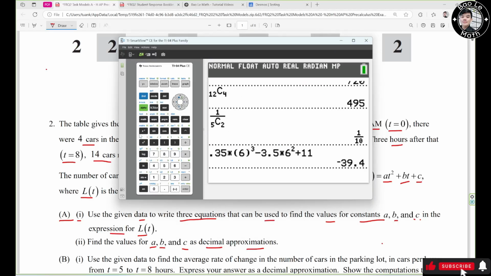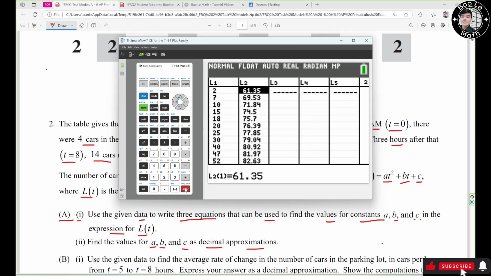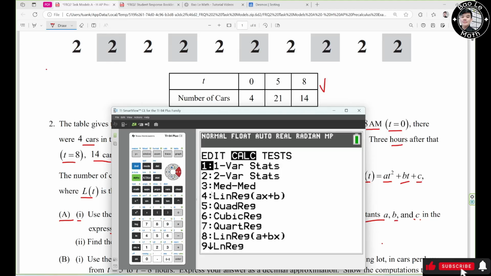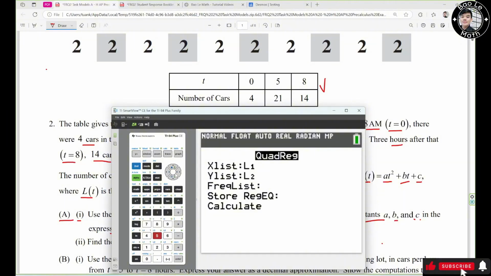Now I'm going to use the TI-84 Plus CE calculator. You're going to hit stat, edit. L1 right here means the S column. Hit click, go down. Go to the right, hit click, go down. Now you need to input the values for the table right here. Then you're going to hit stat again, go to calc, number 5 right here, quadratic regression. L1 means the S value, L2 means the Y value.